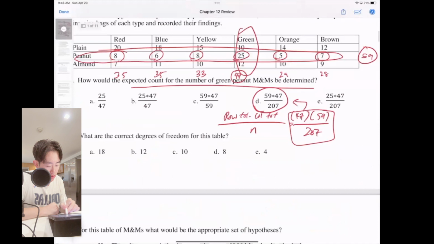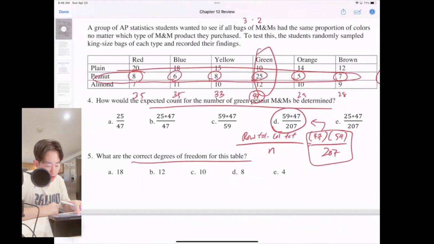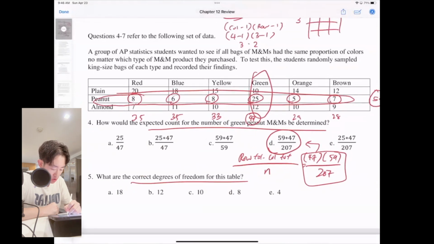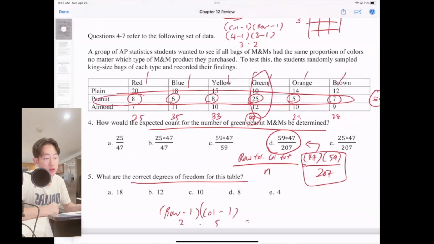Number 5, what are the correct degrees of freedom for this table? Again, refer back to question number 3. That's row minus 1, column minus 1. I believe we have 6 for column, so that's 5. Row would be 3, so that's 2. So degrees of freedom is 10.